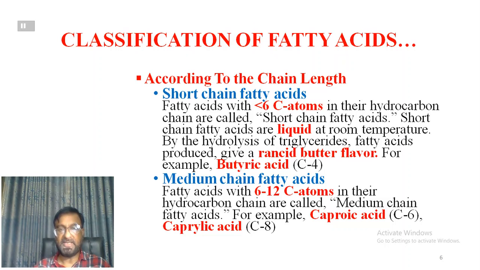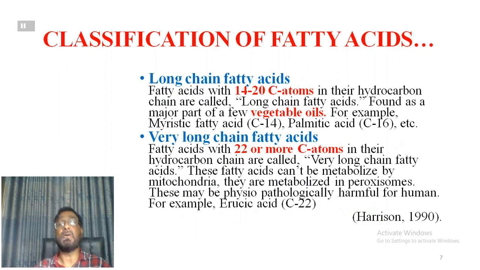Medium chain fatty acids comprise 6 to 12 carbon atoms, for example, caproic acid, C6, and caprylic acid, C8. And the long chain fatty acids comprise 14 to 20 carbon atoms, for example, myristic acid, C14, and palmitic acid, C16. And there are some very long chain fatty acids that contain more than 22 carbon atoms.